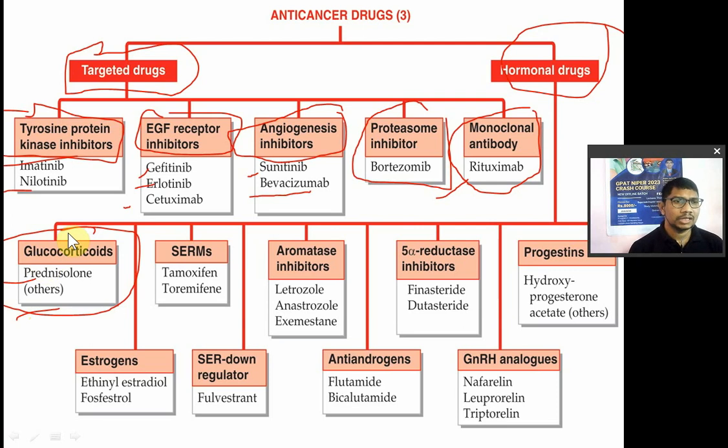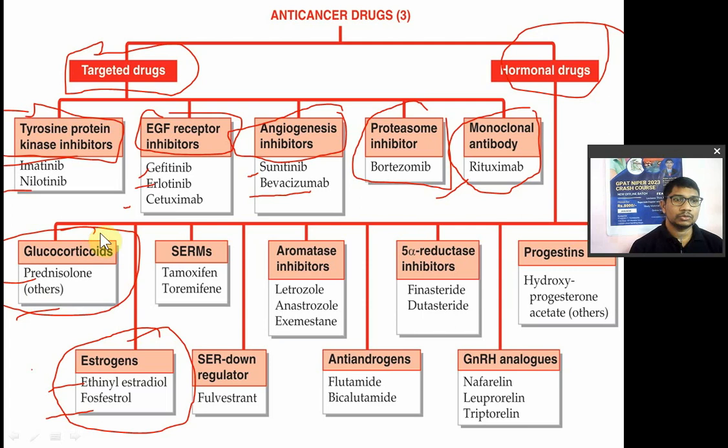So glucocorticoids, they are used. Now the second class in the hormonal drugs is estrogen. Okay, estrogens. So they will increase the estrogen level in the body and they are useful in breast cancer and prostate cancer. In prostate cancer, there is increased activity of androgens, so estrogens will decrease the activity of androgen. Ethyl estradiol and phosphestrol, these are the drugs.